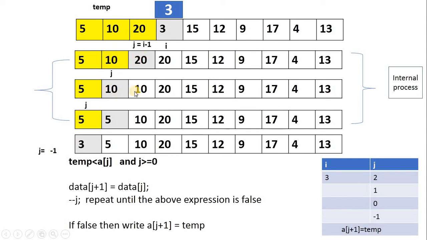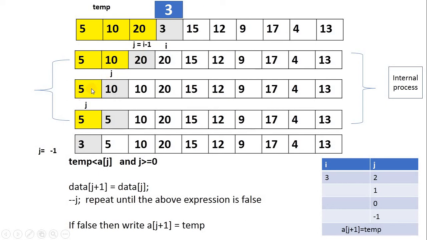So you have written this 10 into here. So 10. You didn't do anything here. Let it be like that. So again now temp 3 is compared with 5. Why is this done like this? Because you have written j minus minus, that is, it has to be decremented. So your j goes to this place. So now your j is at this place. 3 is less than 5.